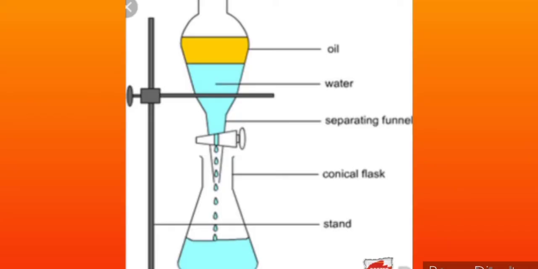Now the separation of liquids from liquids. The liquids can be of 2 types, miscible liquids and immiscible liquids. The liquids which mix with each other are miscible and they are separated by using fractional distillation, and the liquids which do not mix with each other are immiscible liquids and they are separated by using a separating funnel. A separating funnel is used to separate a mixture of 2 immiscible liquids. It has a stopper which can be used to drain out at the bottom. So this is about the separating funnel.